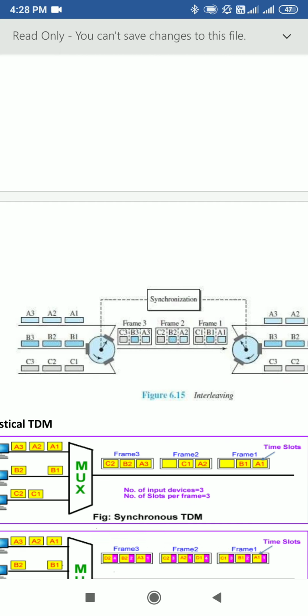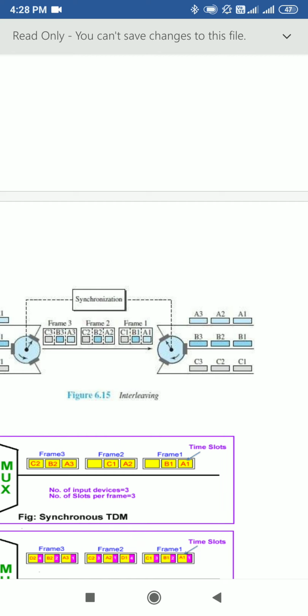So when the switch rotates and opens at device A, it will collect the data of device A. When it rotates and opens at device B, it will collect the data of B. When it rotates and opens at device C, it will collect the data of C. All together it will form a frame and then those frames are sent over the link.